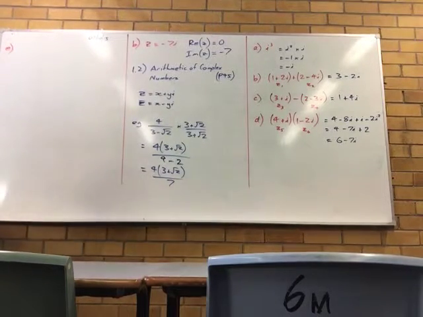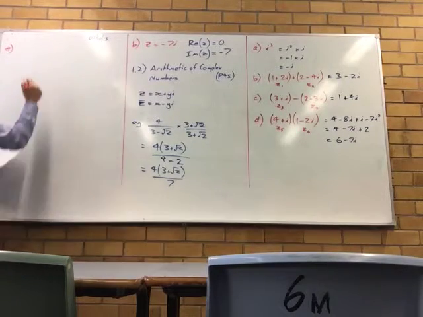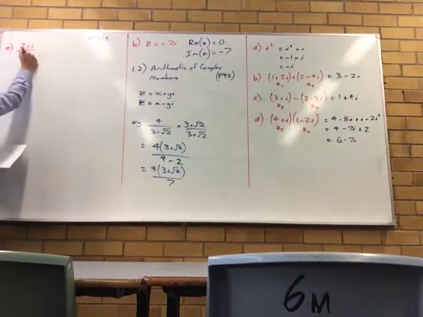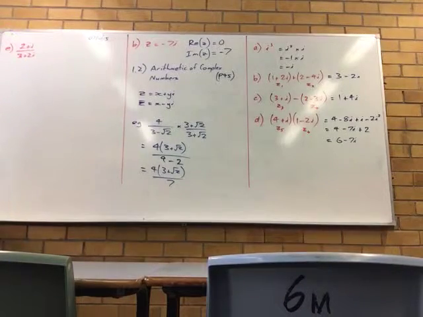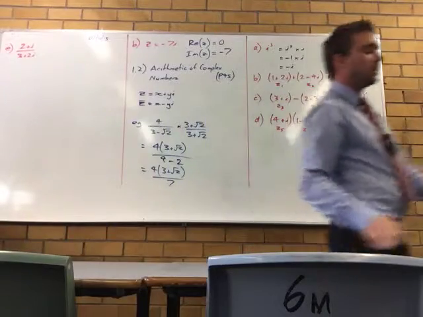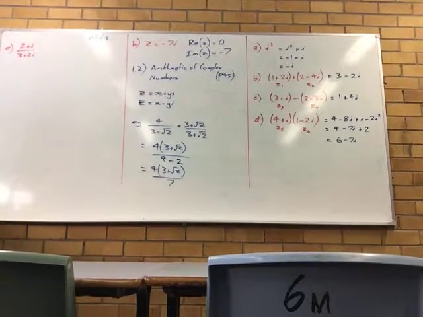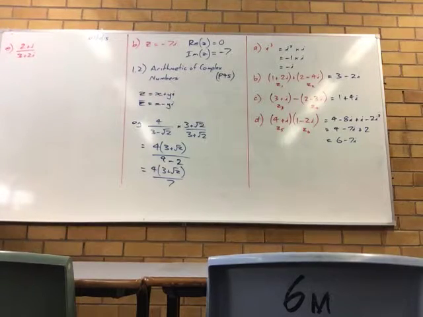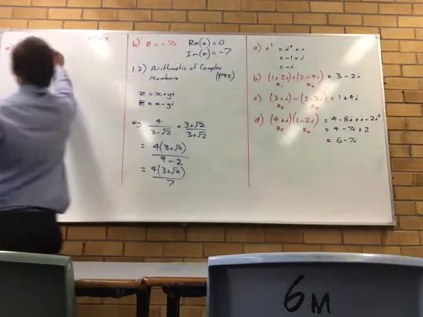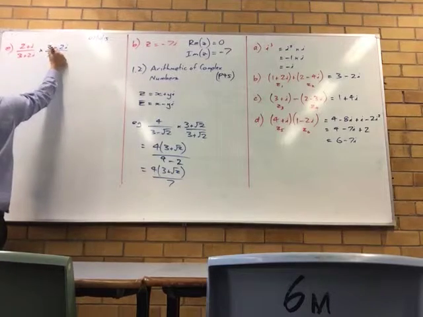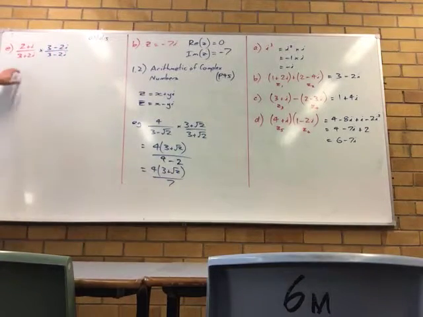Alright, division of complex numbers. 2 plus I over 3 plus 2i. You treat this as if you are rationalising the denominator. So you need to multiply by the conjugate. The conjugate is the bottom part of that fraction with the opposite sign in between. We multiply by the conjugate because that will create a difference of 2 squares on the bottom, and we will get the denominator as a real number.